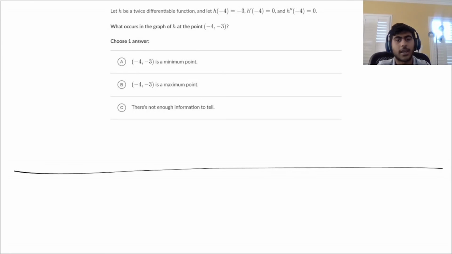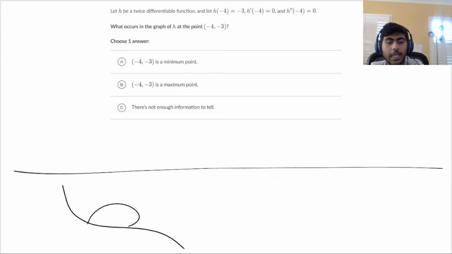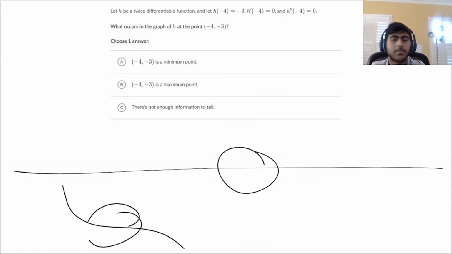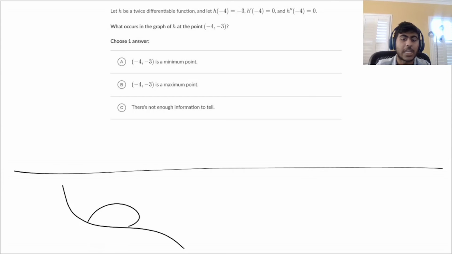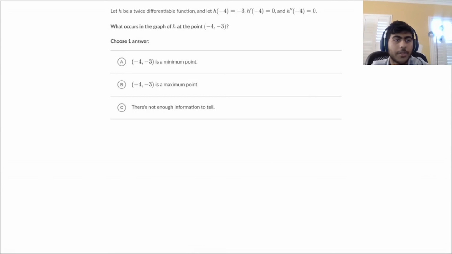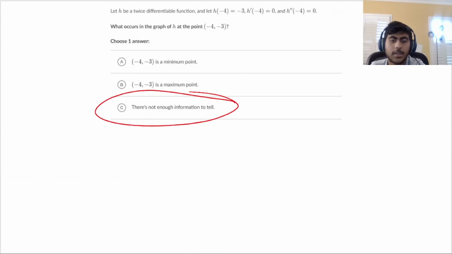Or maybe not like a flat line, but it might be something like this. Either way, most likely it's not going to be a minimum or a maximum, but you don't know. And therefore the answer is C. There's not enough information, so you just don't know. There might be a third derivative test out there to help you, but you don't know for the time being, and you cannot find it using the information you have.